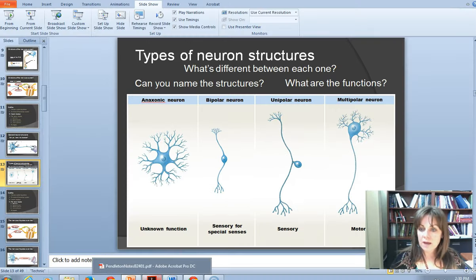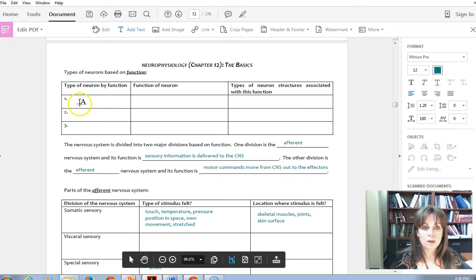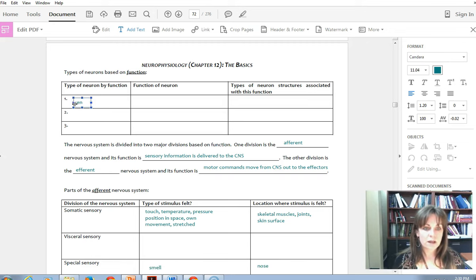So, if we move back to our notes, if we put the different types of neurons, we're going to have sensory neurons, motor neurons, and interneurons. And if we match those with structures, sensory, most are unipolar, but special senses are going to be bipolar. Motor, most of those are multipolar, and then interneurons are mostly multipolar.